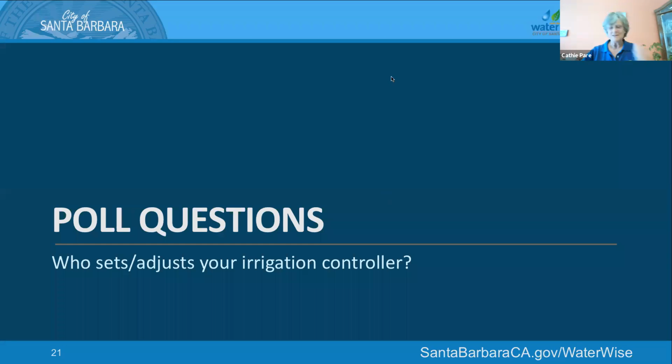This is always an important question. Who controls your controller? And even if you're not the person that does the actual regular seasonal adjustments, this class is still really important for you. It's good to know what to look for, to know whether or not your controller is on default, or, oh my gosh, it's pouring down rain and my sprinklers are on. How do I turn it off?